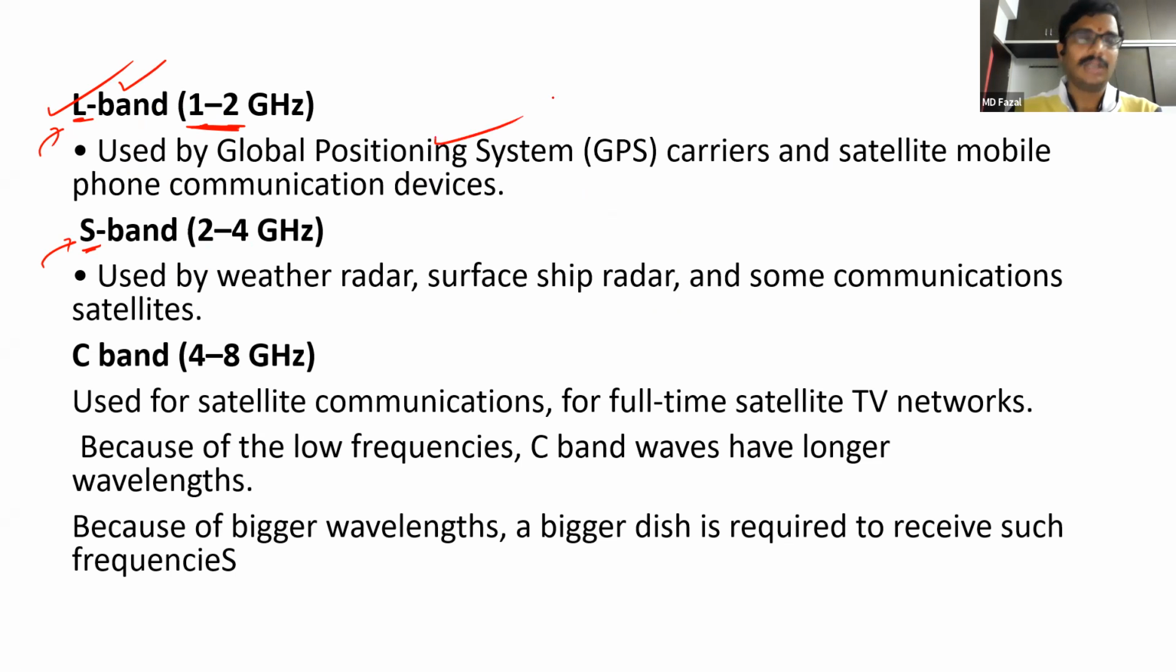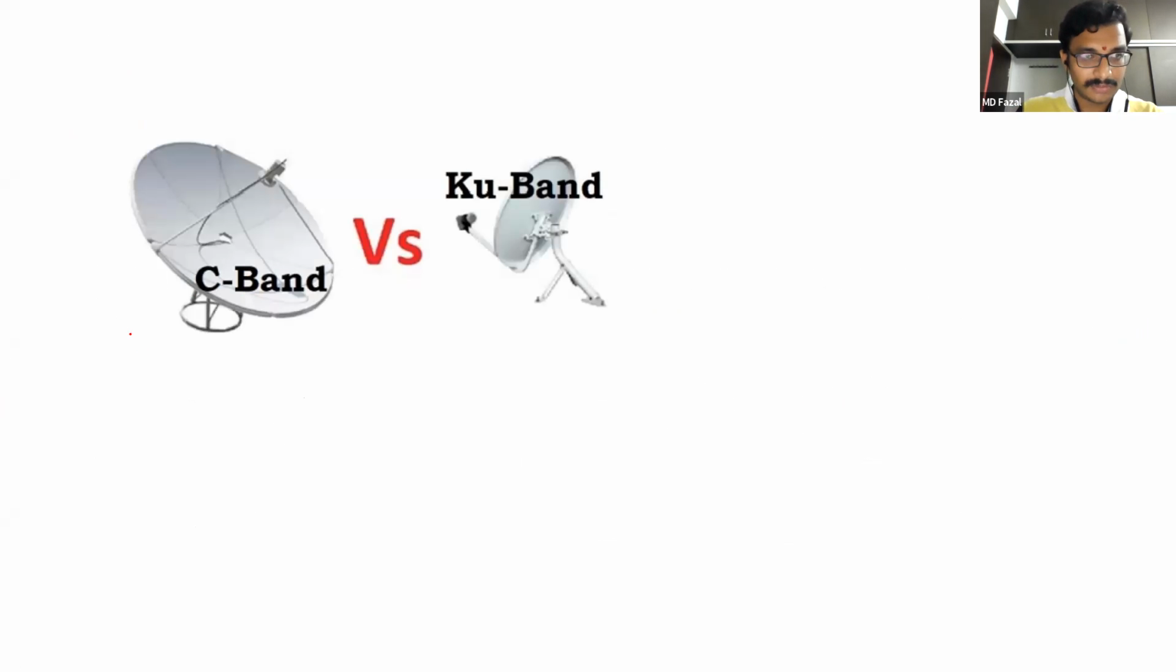L band is used for positioning systems, global or regional positioning systems. C band is for cable TV, TV networks, satellite TV, big dish. We saw the difference between two antennas here. Among C band and Ku band, if the antenna size is less, which will have very high frequencies? Ku band has higher frequencies. High frequency, small antenna. Exactly. Very good.